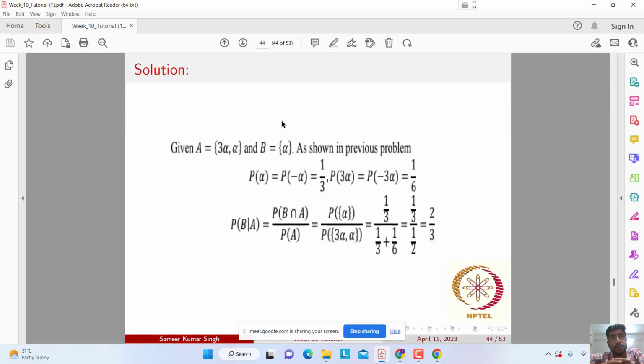Okay, that is the explanation. So 3 alpha, and alpha is coming in under B. Using the previous data, we already calculated the probability of alpha and 3 alpha, minus 3 alpha that is given. In this question, we have to calculate the probability of B when A is given. In the case of conditional probability, we can use that formula.